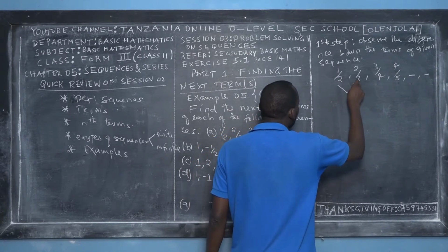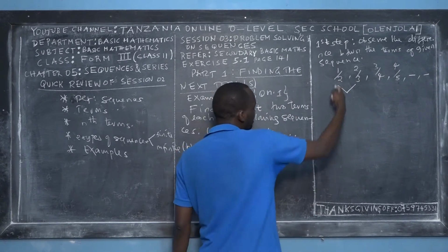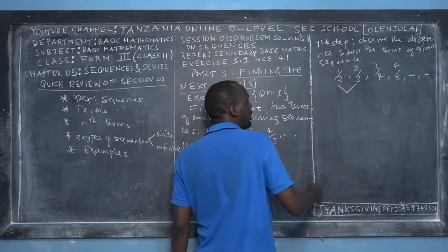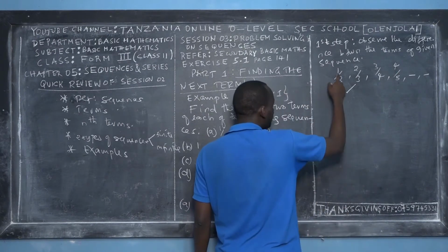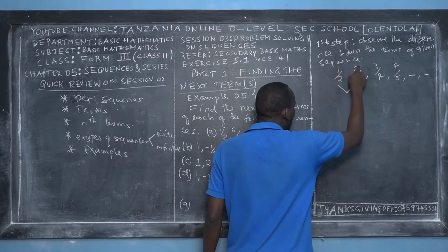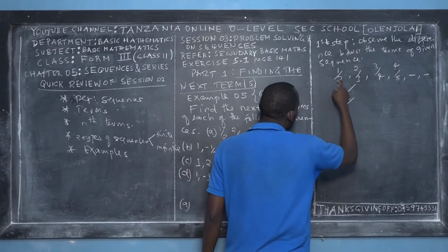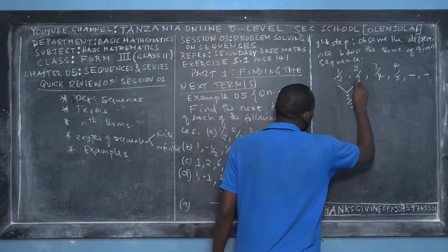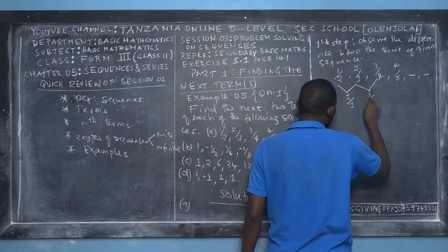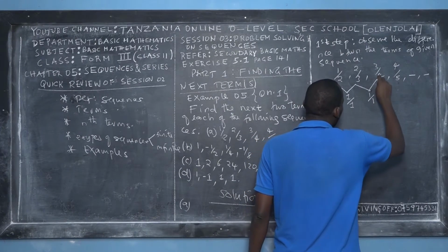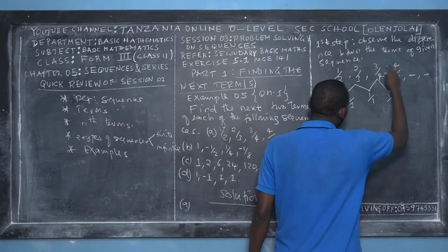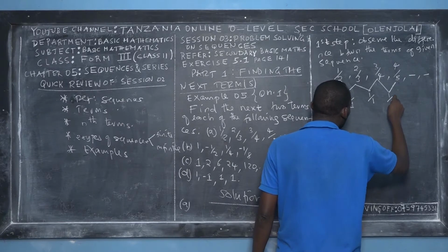So with this one, let us analyze the sequence. Observe the numerators. The numerators are the sequence of natural numbers 1, 2, 3, 4. The difference between 1 and 2 in the numerator is 1. The difference between 2 and 3 is 1. The difference between 3 and 4 is 1. Then in the denominators, the difference between 3 and 4 is 1, and between 4 and 5 is 1.